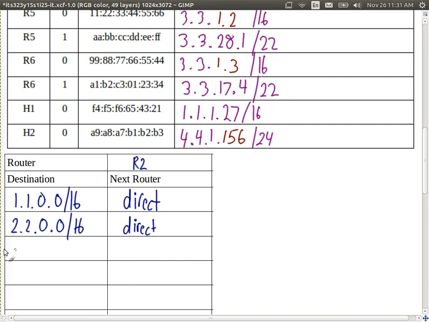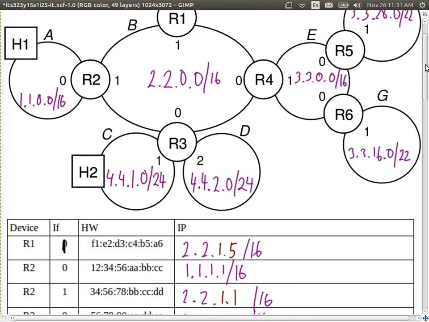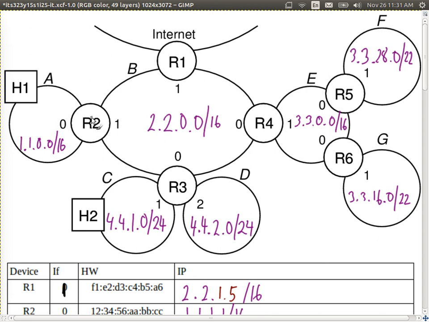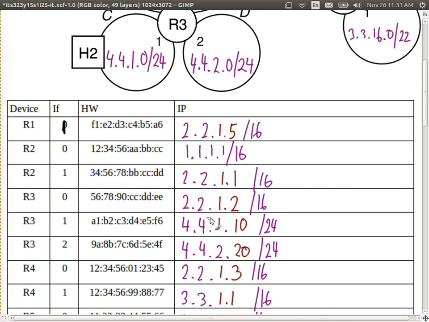Subnet, let's try subnet D, and subnet C and D. That is, it's going back to our picture. We're at R2, we want to reach 4.4.1.0. We should send to router 3, interface 0. More precisely, we should send to 2.2.1.2.